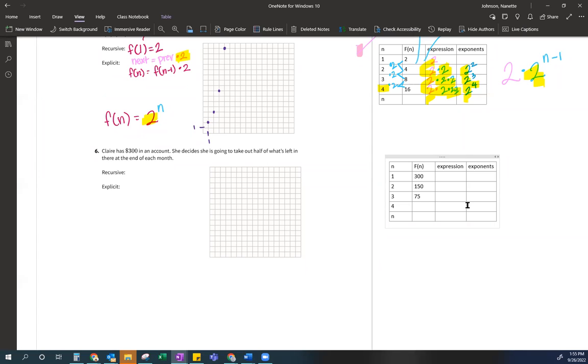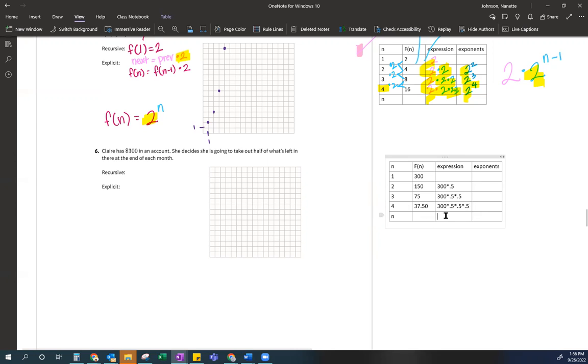If she takes half again, what is that? $37.50. And then so on and so forth. So the expression that I got for 150 is 300 times 0.5. And then I did it again, so that's 300 times 0.5 times 0.5. And if I do it again, that's 300 times 0.5 times 0.5 times 0.5, right? And so now you can kind of see the exponent thing happening there, right?